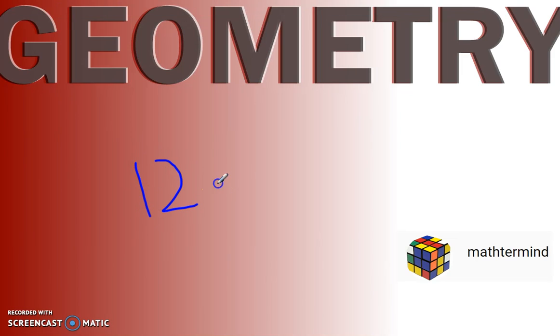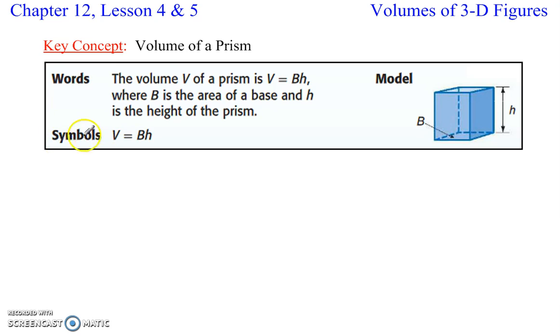This is Chapter 12, Lesson 4. We are looking at the volume of a prism and the volume of a cylinder. Volume of a prism, we just take the area of a base. Now, very important, capital B is the area of a base times the height of the prism. The height of the prism is the distance between the two bases.